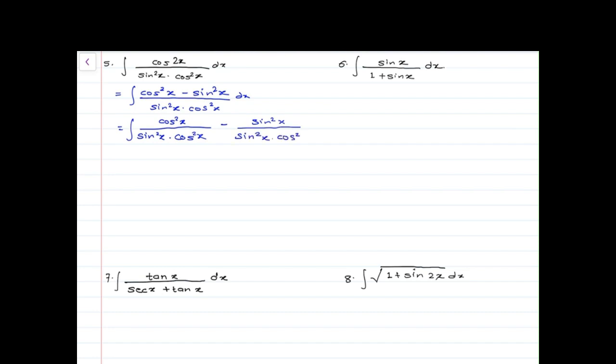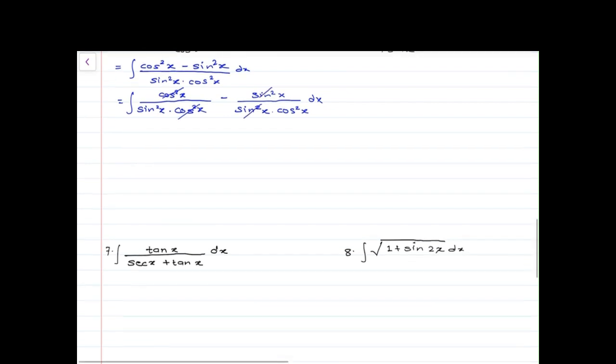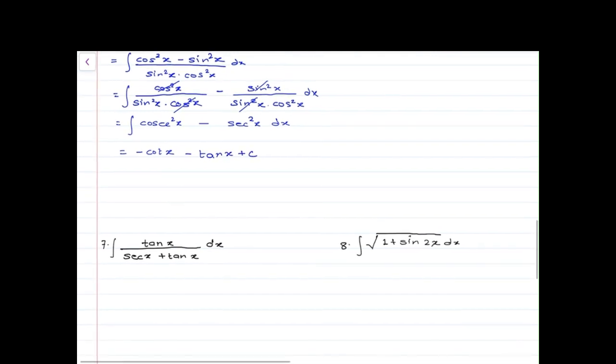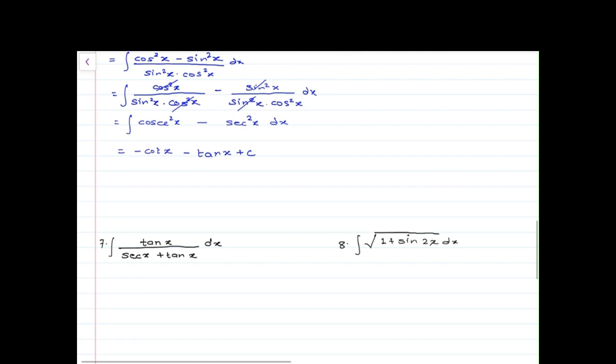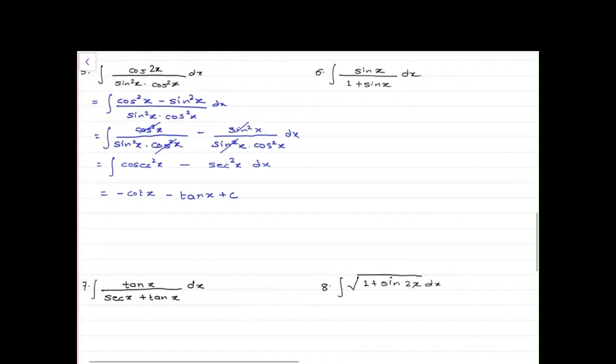I hope handwriting is clear. It's not that good. Okay, cos square x got cut, sine square x got cut. So what are you remaining with? 1 upon sine square x, which is cosec square x, and 1 upon cos square x is sec square x, right? You know the integration for both of these terms, which is simply minus cot x, and for sec square x it is tan x plus c. This you should remember, right? So it's simple. Next one.